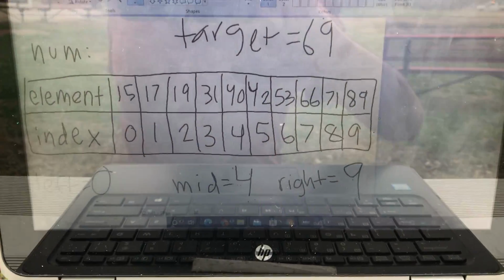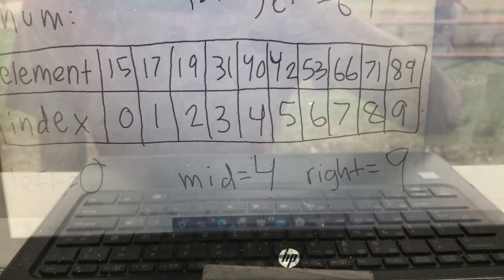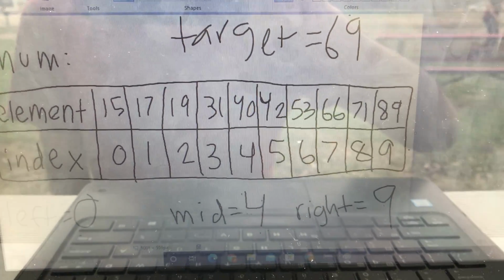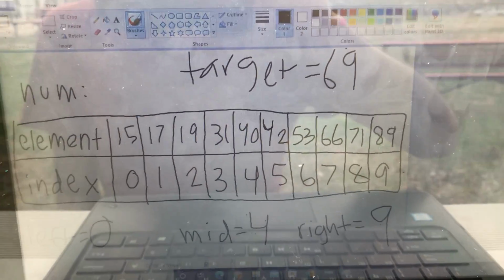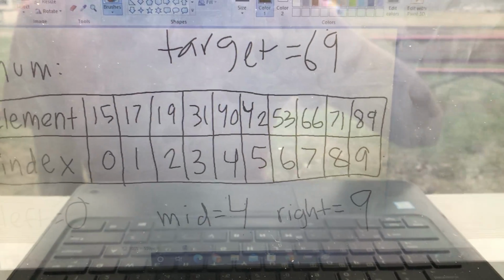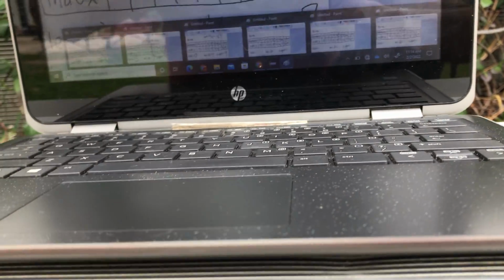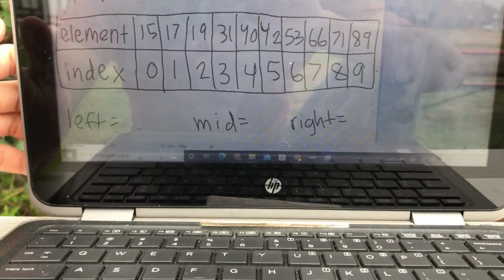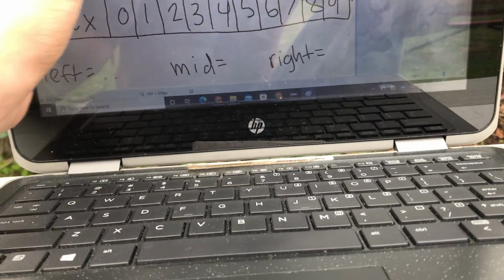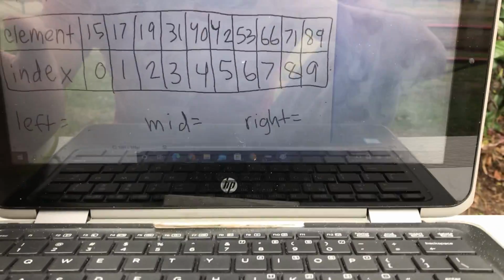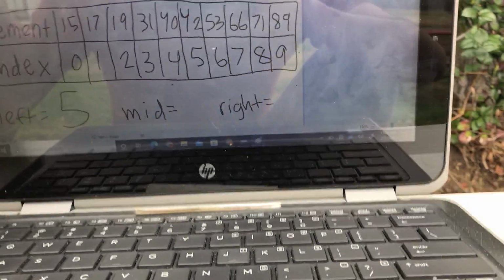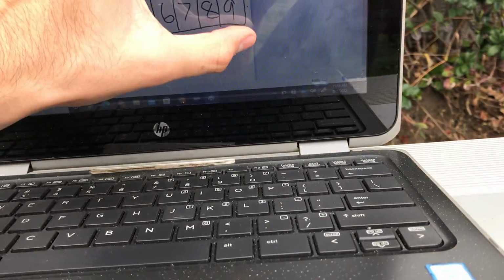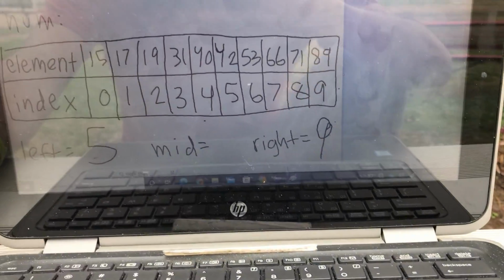So let's go back here. Is 69 greater than the element at index 4? Yes, because 69 is greater than 40. So in this case, we would change the left value. Our left becomes 5 because the previous mid was 4, and 4 plus 1 is 5. Our mid is not yet determined, and our right stays the same because nothing happens to it, so this stays 9.